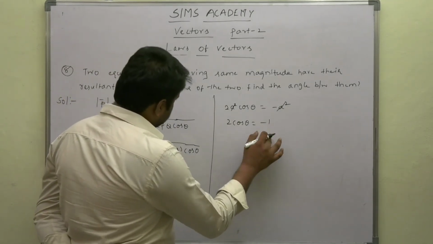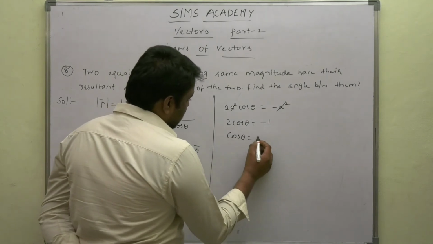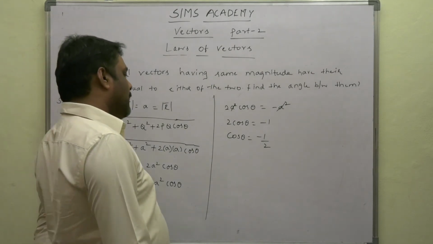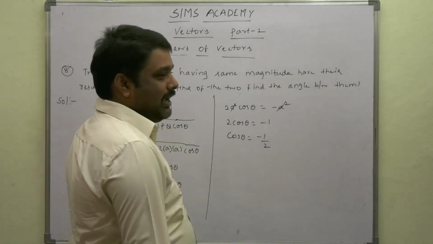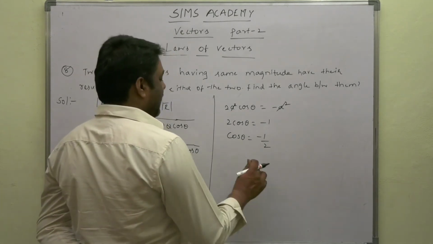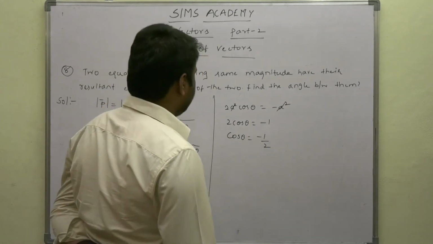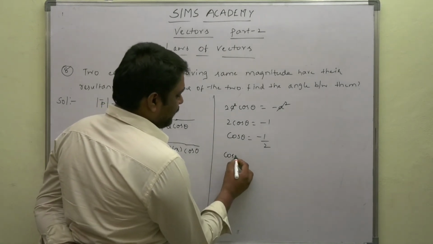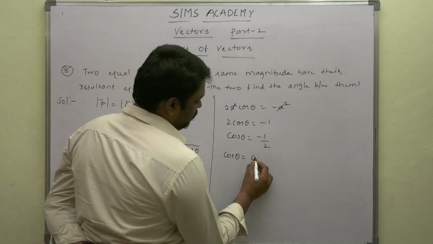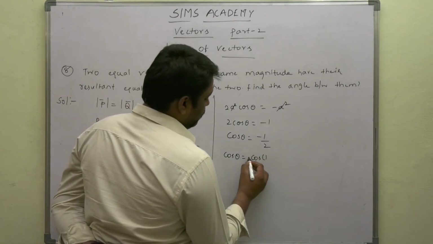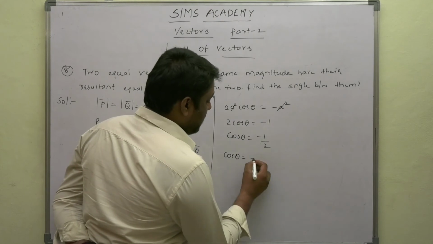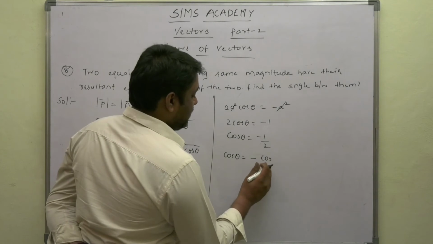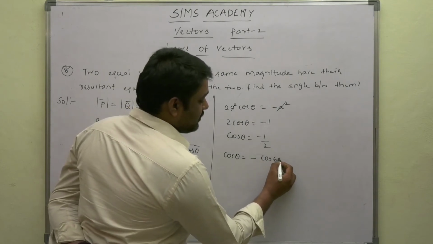2 cos theta equals minus 1. Cos theta equals minus 1 by 2. In the second quadrant, for what value of theta? Okay, we shall write like this. Minus 1 by 2 in the sense cos theta equals, this is the minus, this becomes cos 1 by 2 in the sense 60 degrees.